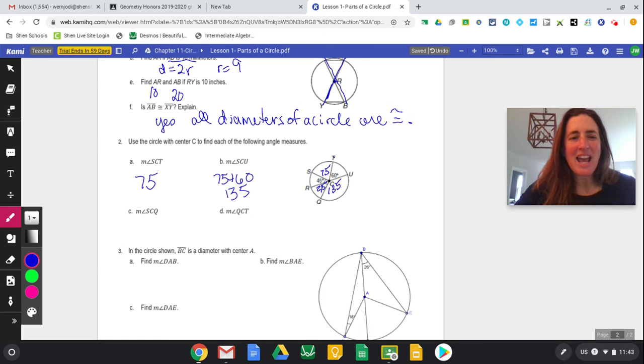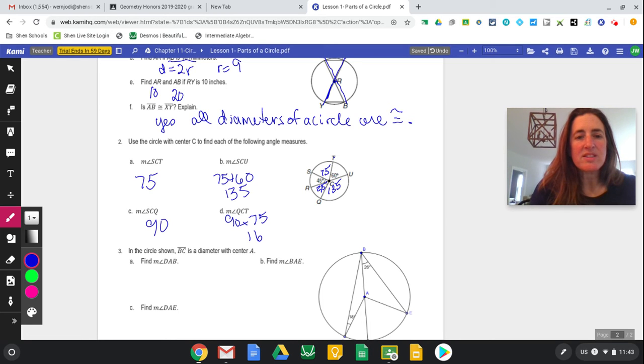Okay, so now we want SCQ. SCQ, 45 and 45, 90. And QCT, wow, 135, right? Q to C to T. Oh, just kidding. It's 90, right? Plus 75. So is that 165 on there? That was fun. Now, how did I know to go in that direction? I don't know. Just do it.